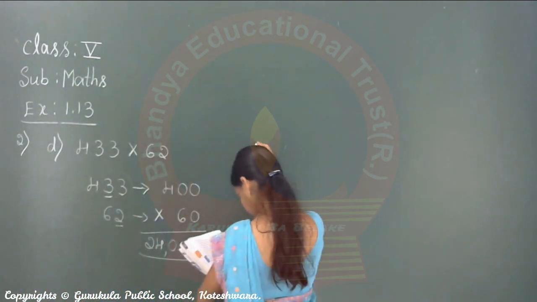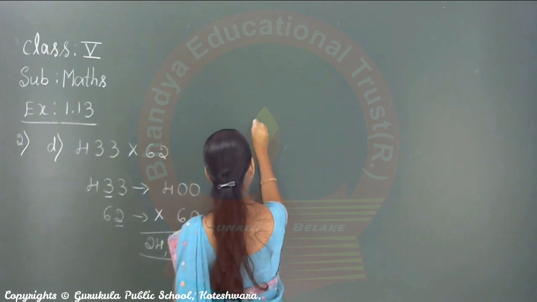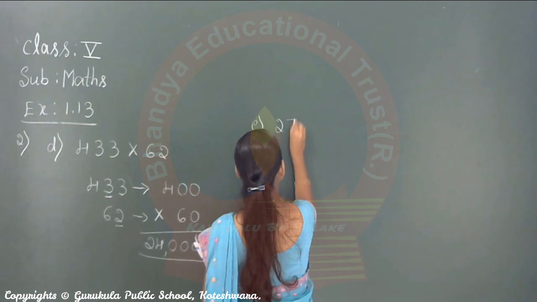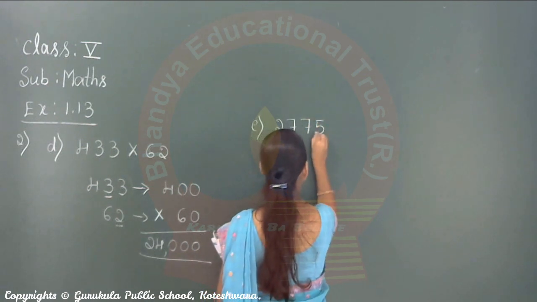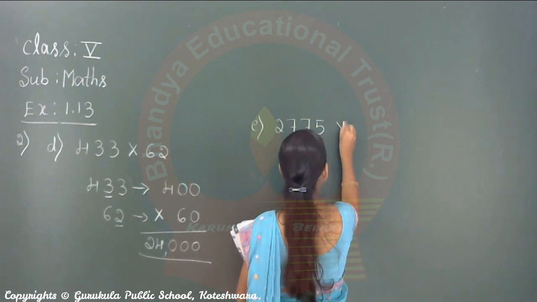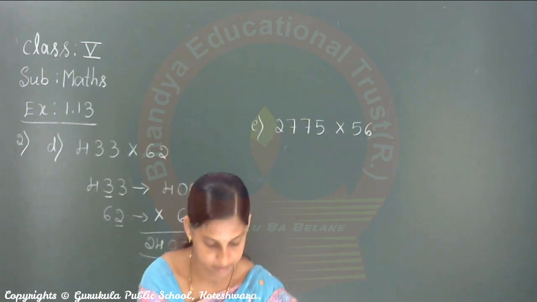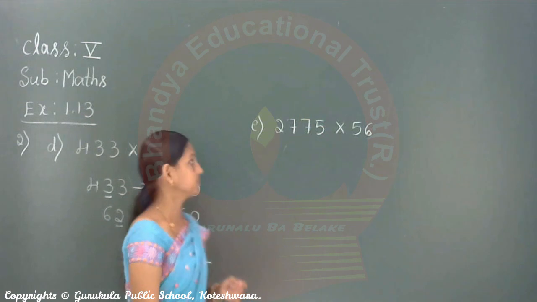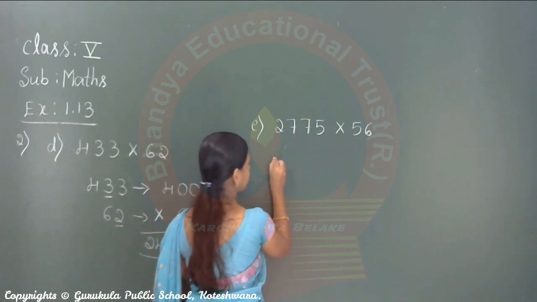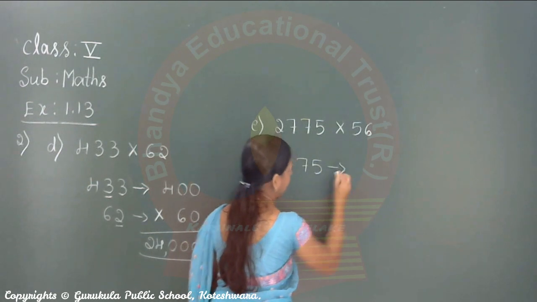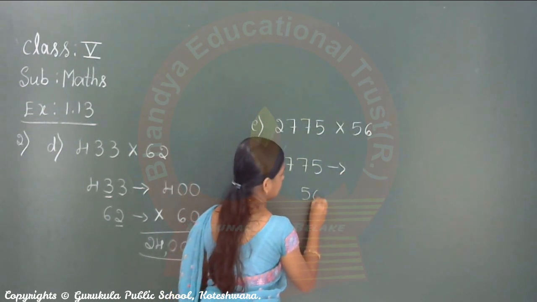Okay, shall I move to the next problem? Yes. That is E. 2775 into 56. This is the problem. Same way, 2775 and 56.